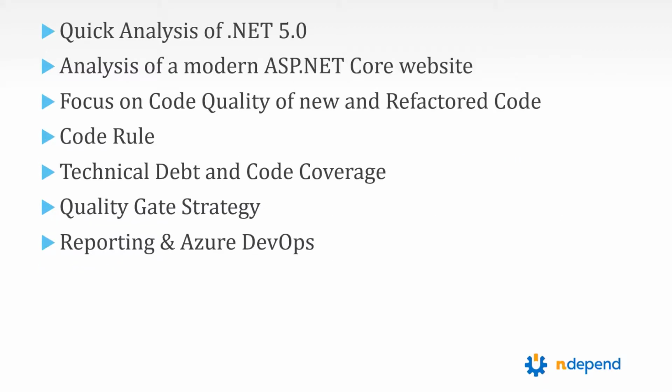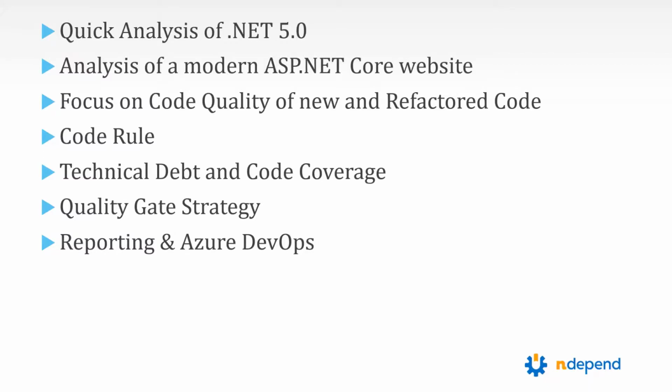So I'm gonna do a quick analysis of .NET 5.0 with NDPen, just to show you a few things, and also that the tool is scaling on very large code bases. I think .NET 5.0 we can say is quite large. And then we're gonna analyze the modern ASP.NET Core website, which is nopCommerce, so it's quite popular, so maybe you know it. Then we're gonna focus on code quality of new and refactored code, something quite important.